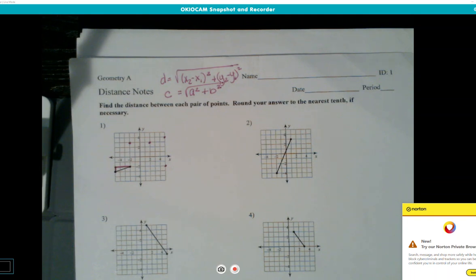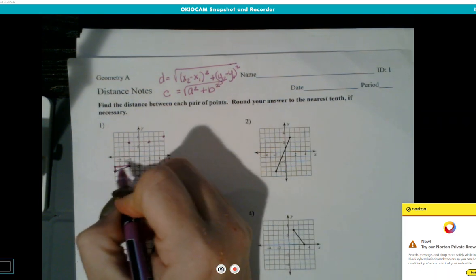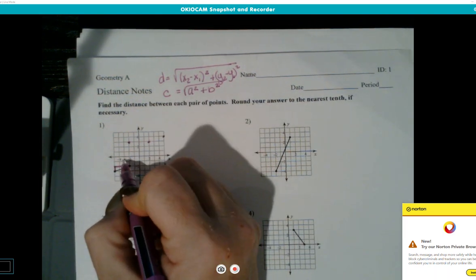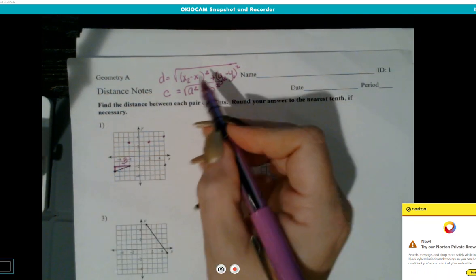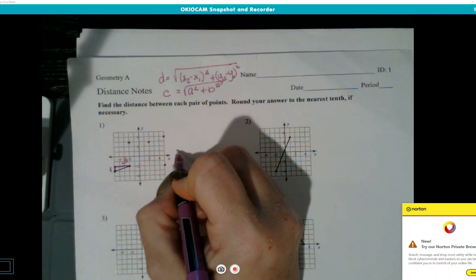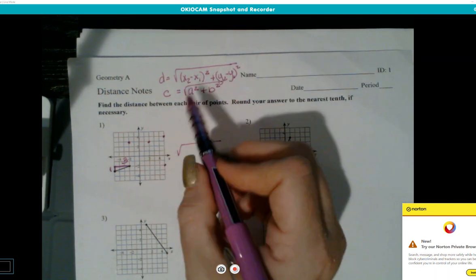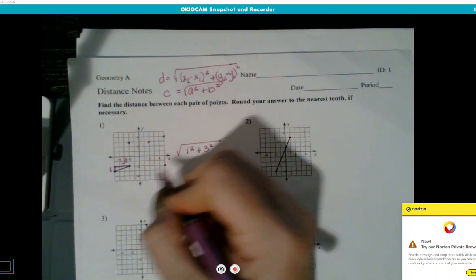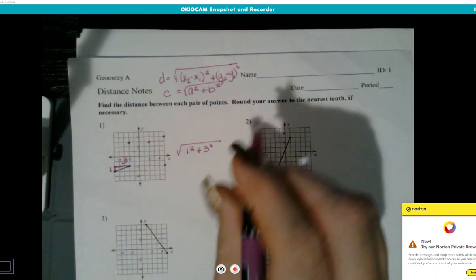And when it's on a grid like this, we can just count, okay? So if I count this, Miss Rose, my difference in my x's is 1, 2, 3. My difference in my y's is 1. Then I take those numbers and square them. So I can say 1 squared plus 3 squared, or 3 squared plus 1 squared. We can add in any order.